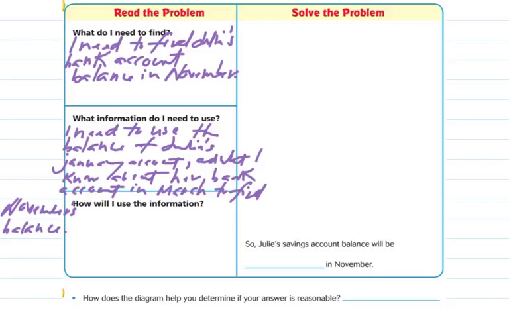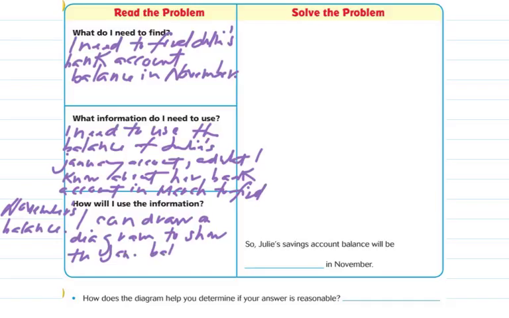Next, it says how I'll use the information. We're going to use the strategy, I can draw a diagram, to show the January balance and then use it to show the balance in March and November.